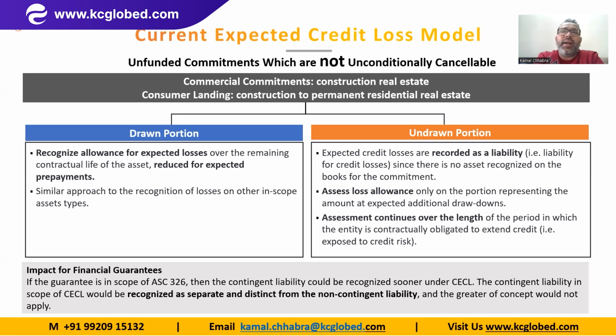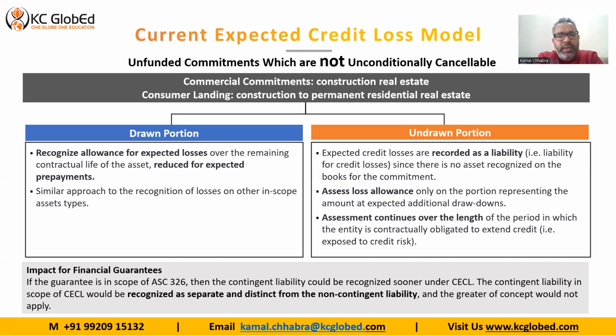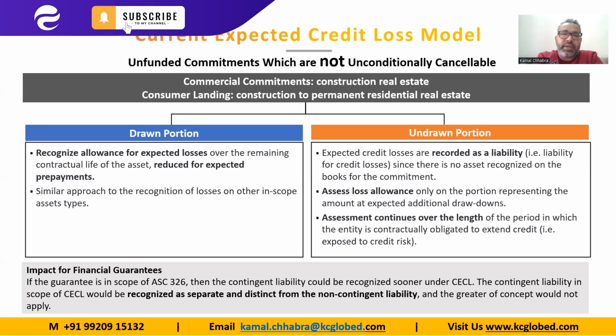But if there is any undrawn portion which is not specifically mentioned in the agreement, then expected credit losses are recorded as a liability, since there is no asset recognized on the books for the commitment. Assess the loss allowance only on the portion representing the amount at expected additional draw. Last one is, the assessment continues over the length of the period in which the entity is contractually obligated to extend credit.